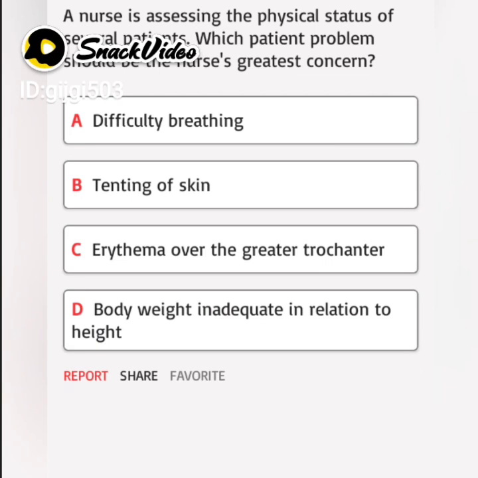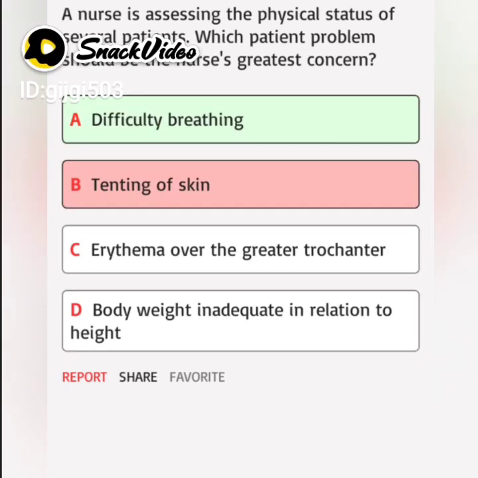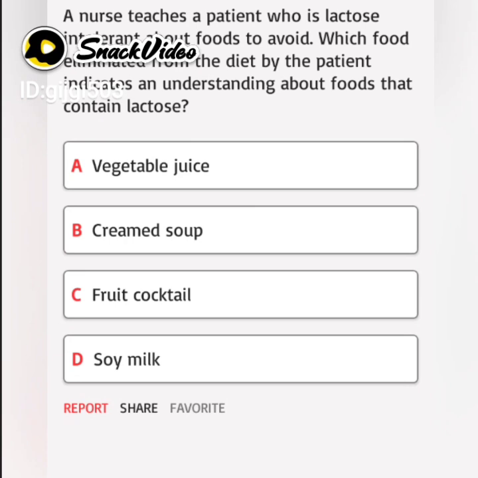A nurse is assessing the physical status of several patients. Which patient problem should be the nurse's greatest concern? A, difficulty breathing. B, tenting of skin. Correct answer. A nurse teaches a patient who is lactose intolerant about foods to avoid. Which food eliminated from the diet by the patient indicates an understanding about foods that contain lactose?